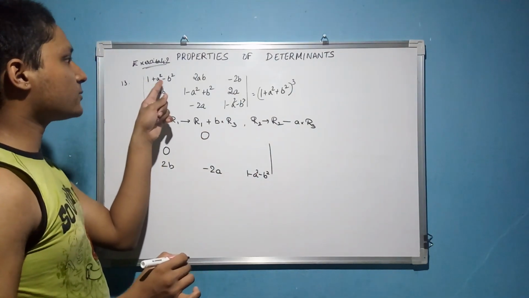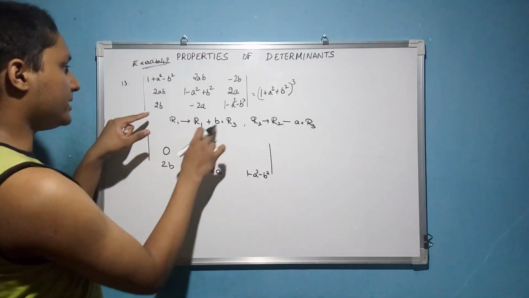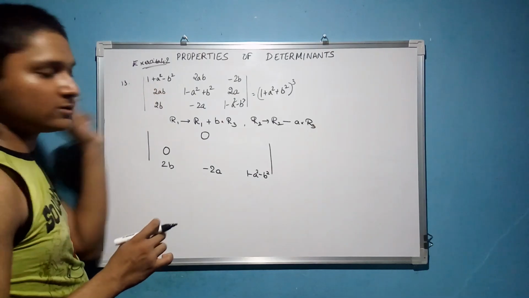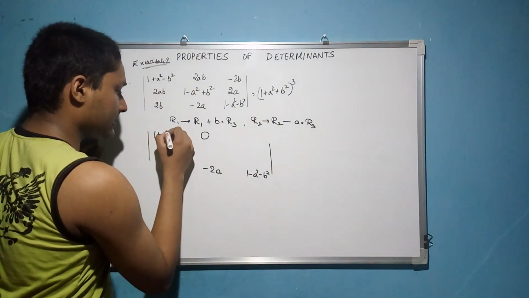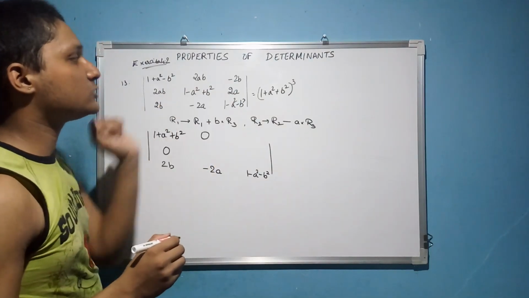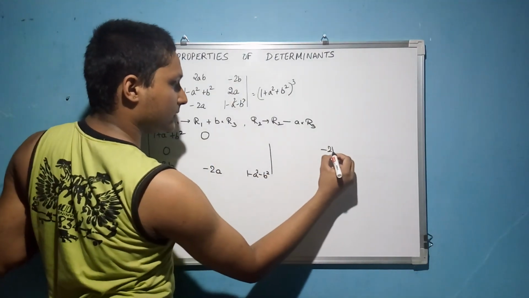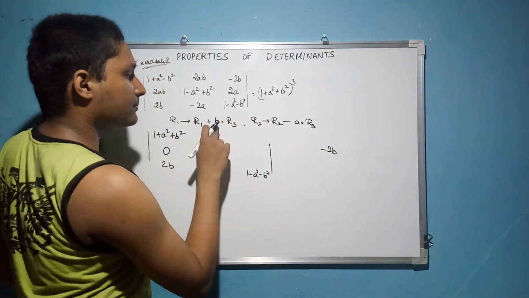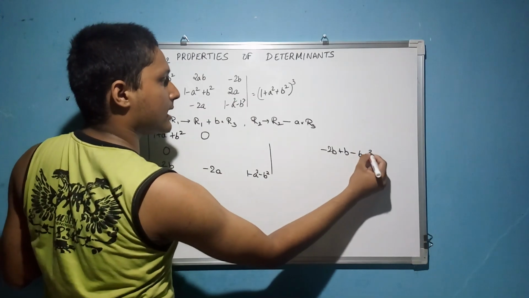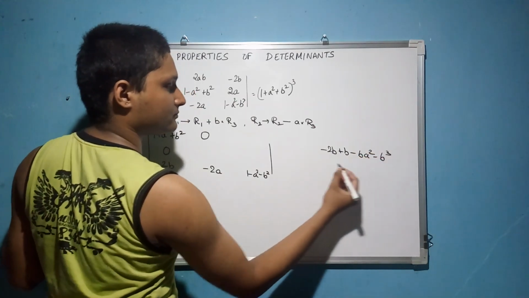Then you have 1 plus a square minus b square plus b into 2b. b into 2b is 2b square, so I need to add 2b square here. This becomes 1 plus a square plus b square. Okay, then you have this 2b here, so we'll take minus 2b. Minus 2b, then b times this, that is plus b minus ba square minus b cube.